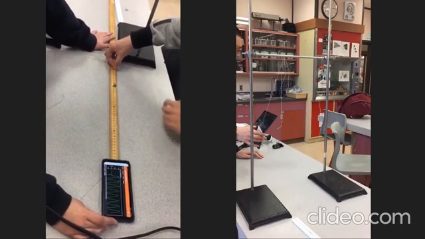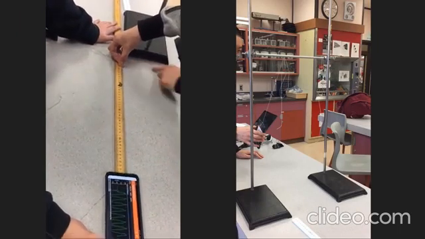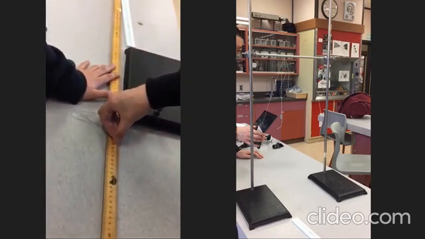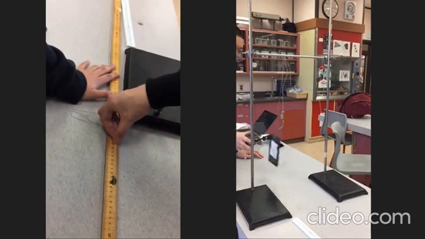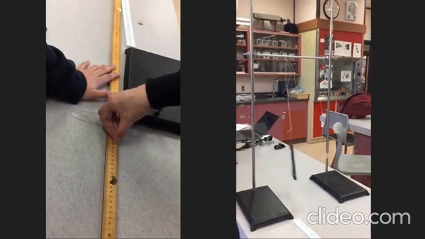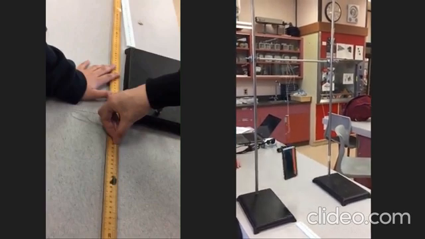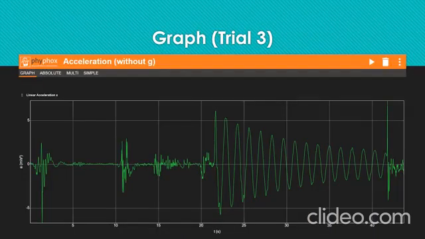Here the length of the string is being measured using a meter stick. In the equation, the length of the string will count this length as well as that of half the phone, as gravity acts on the center of mass. In this video, it can be seen that the phone is connected to a lab stand using a string. The phone is let go at an angle of 30 degrees and is allowed to oscillate for about 20 seconds before it's stopped. This is a sample graph from the third trial.